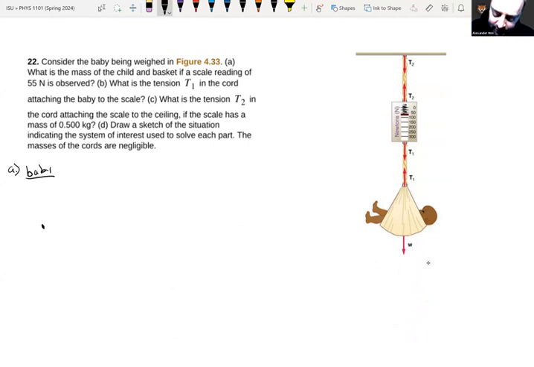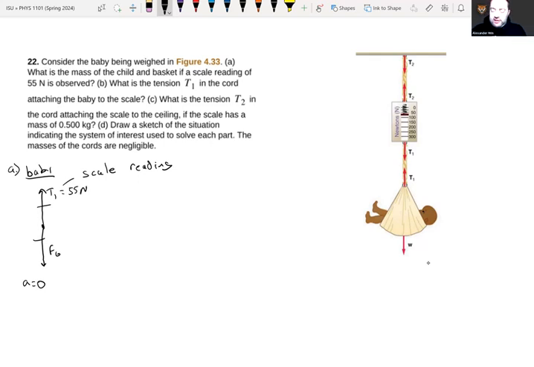The free body diagram of the baby basically has F sub G and then tension 1. And tension 1 is basically the scale reading. It's worth knowing that. So tension 1 is what the scale is going to read. And these two are equal again because a sub y is equal to 0. So the tension 1 is equal to 55 newtons.